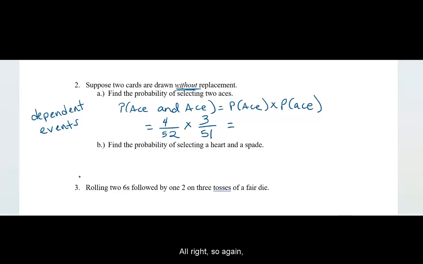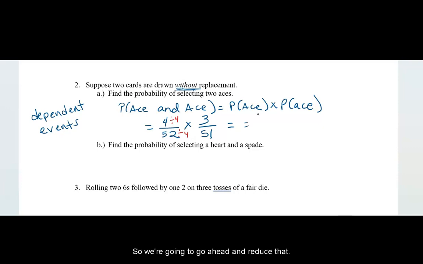All right, so again, you can reduce this. It's all up to you on how you do it. Sometimes I reduce at the end, sometimes I prefer to do it in the beginning. Let's reduce the 4 out of 52. Now 4 goes into both of those, okay?